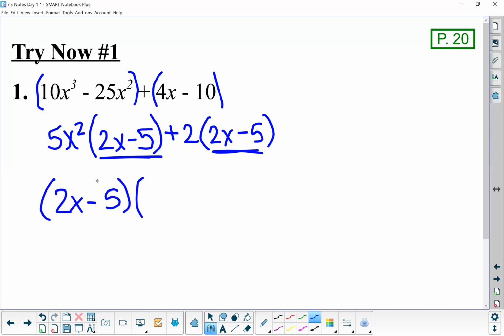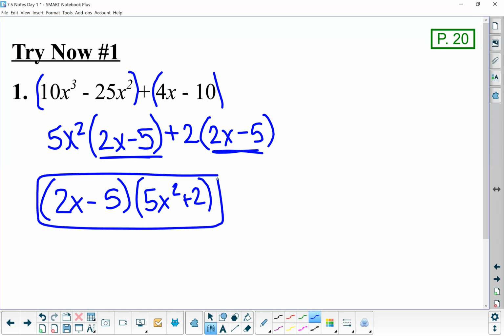And when I factor that out, what I have left is 5x squared plus 2. And then I check, can I factor that any further? The 2x minus 5 cannot be factored because it's a linear term. 5x squared plus 2 cannot be factored because it's only two terms and it is not a difference of squares. Moving on.